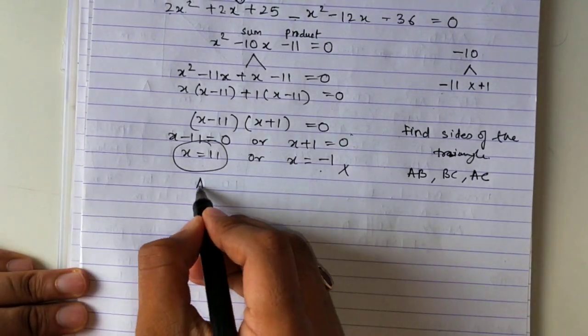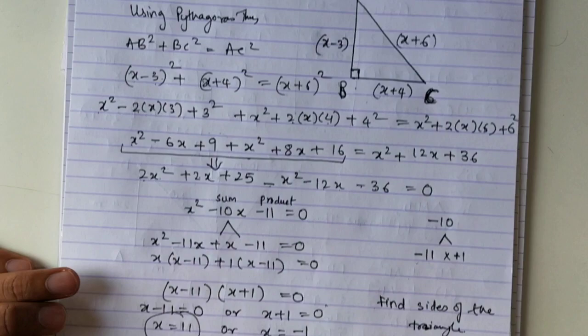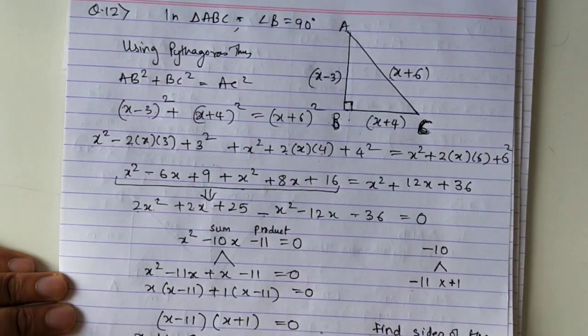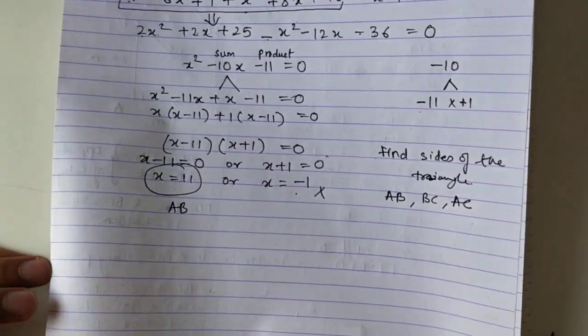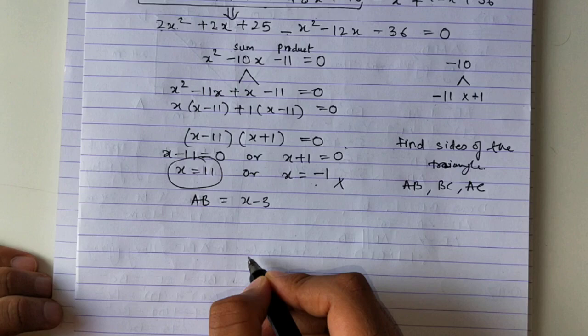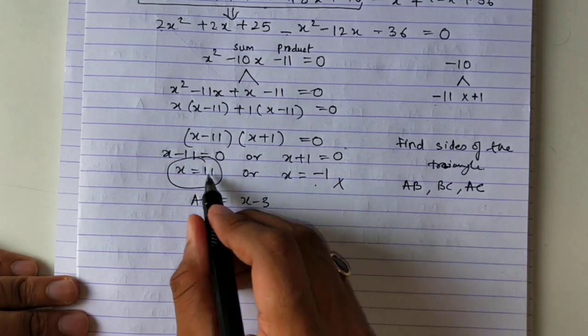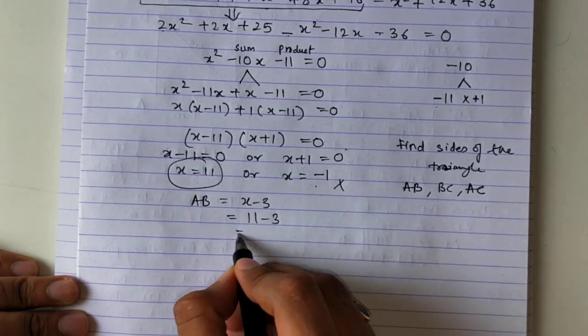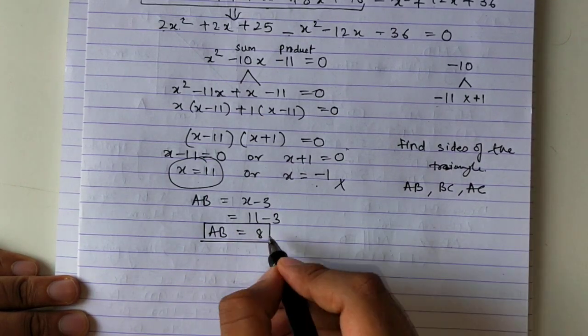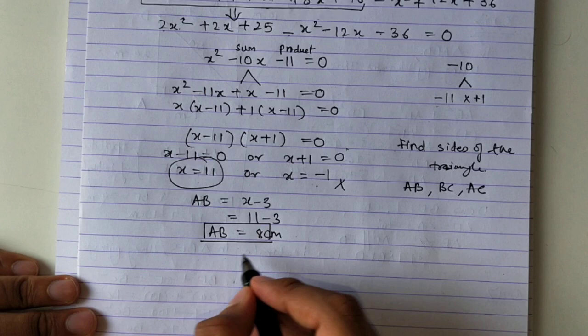So what is AB? In the question, AB is x minus 3, BC is x plus 4. So I'll write the values here. AB is x minus 3. X minus 3 means, x is 11, 11 minus 3, that is 8. So AB is 8 centimeter.